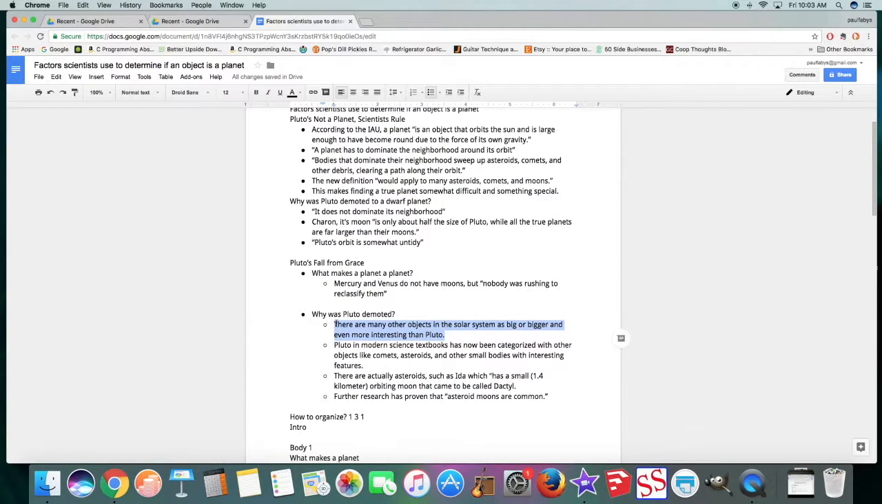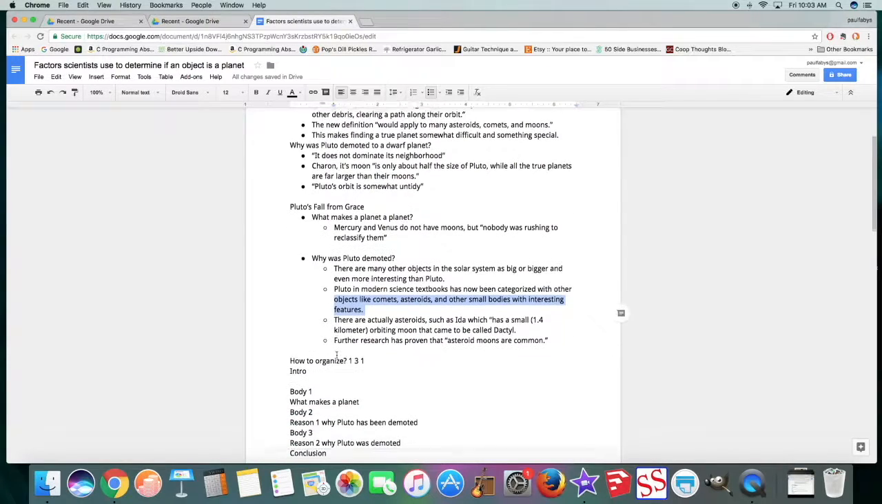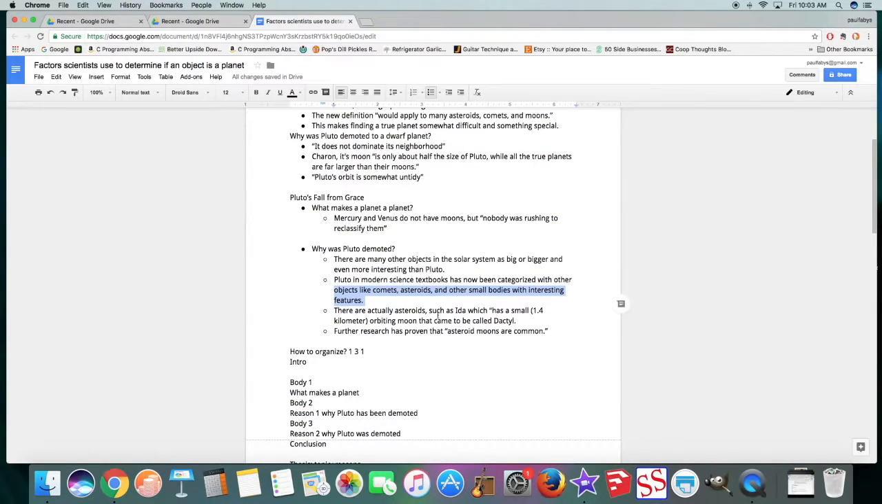And then he also, this was an article by Neil deGrasse Tyson, he also talked about how we've discovered so many other objects in the solar system as big or bigger, or even more interesting than Pluto. There are other objects like comets, asteroids, other small bodies with interesting features. We talked about how there are actually asteroids, such as Ida, that have moons around them. So further research has proven that asteroid moons are common.